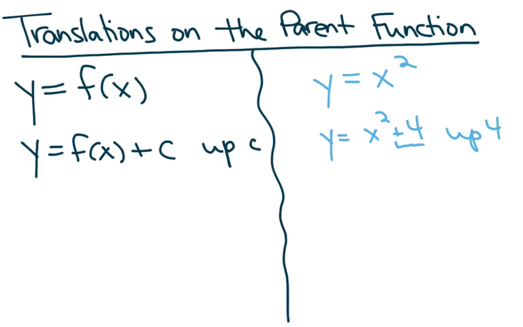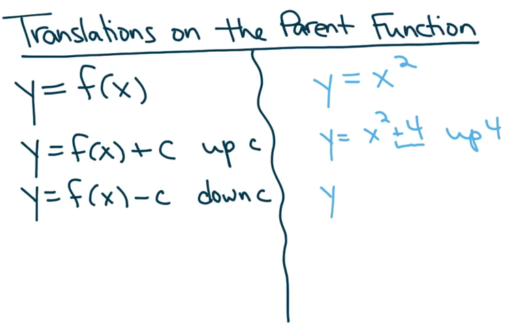And if you subtract a number from the original function, it's going to shift the graph down that many units. So if I did y equals x squared minus 9, that would shift my parabola down 9 units. The shape of the graph would look the same. Its vertex would be in a different location.